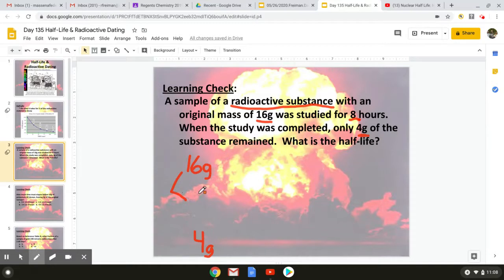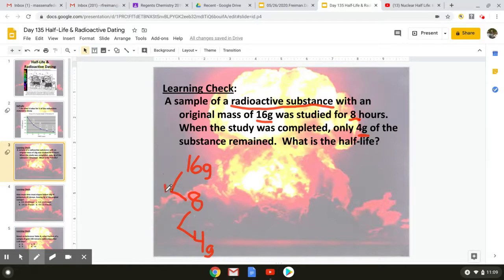Half of 16, my math wizards, you're all out there shouting, it's 8. So 16 grams of radioisotope. In one half-life, you'd have 8 grams of radioisotope, and you'd have 8 grams of stable daughter isotope. You'd still have that same conservation of mass, same mass. Then we have a second half-life. That gets us to our 4 grams.